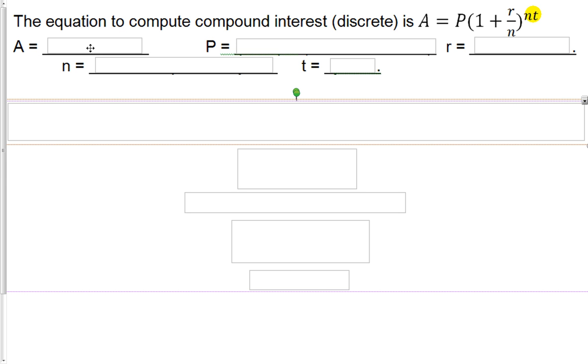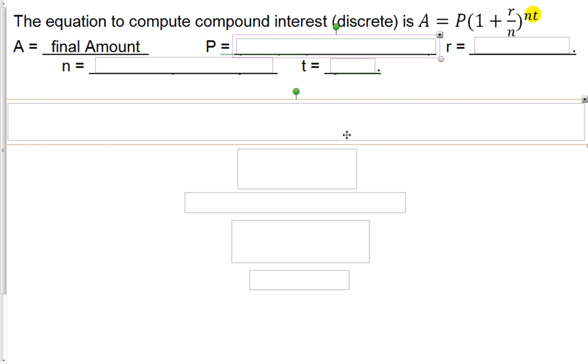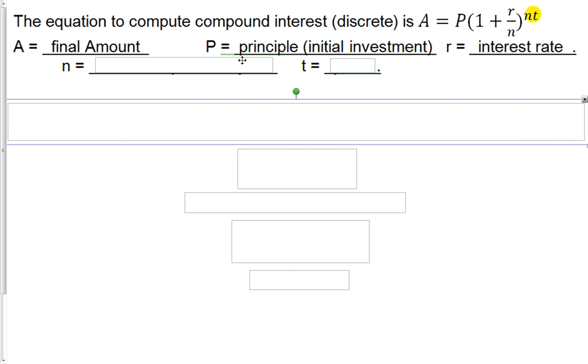As far as defining what these all mean, A stands for the final amount that we end up with. P is the initial amount, the principal. R is the interest rate that we're working with. N is the number of times that your interest is compounded each year, so compounded once a year, or 4 times a year, or 12 times a year. And T is the number of years that the loan is lasting, or the investment is lasting.